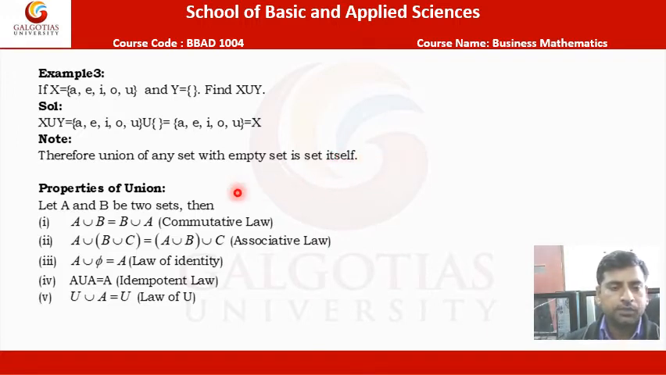Here are some properties of union. Let A and B be two sets, then A ∪ B equals B ∪ A. It is called the commutative law. Second is the associative law. And third, if we take the union of any set with phi, we will always get that set. It is called the law of identity. And the union of any set with itself will be the set again; it is called the idempotent law. And the union of the universal set with set A will be the universal set U. This is called the law of.